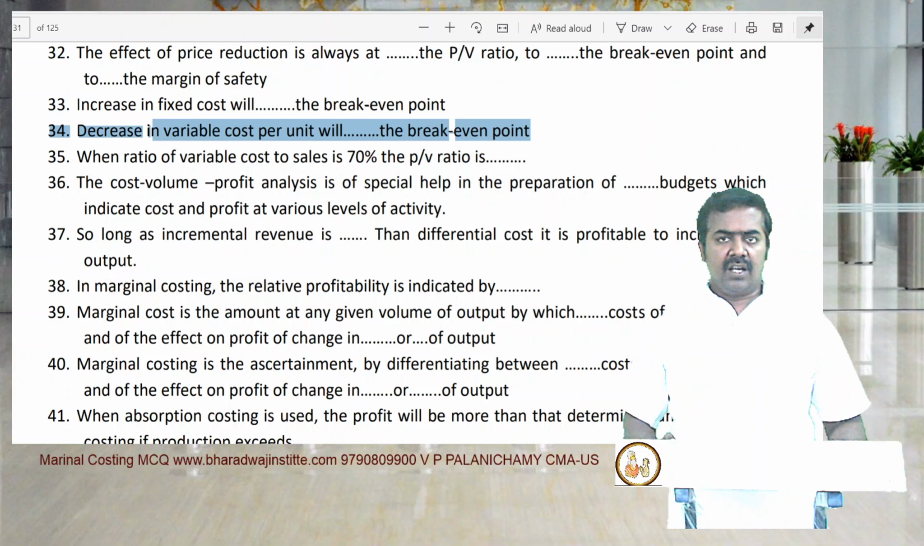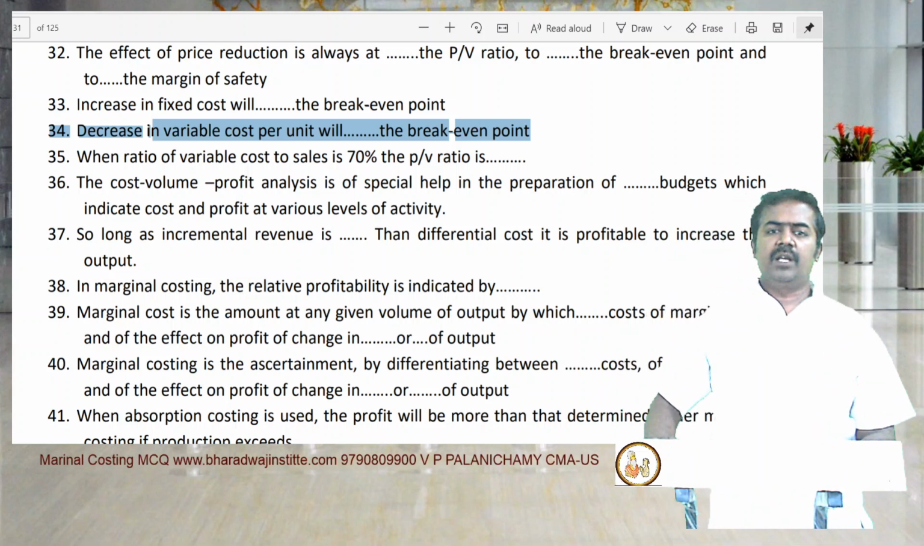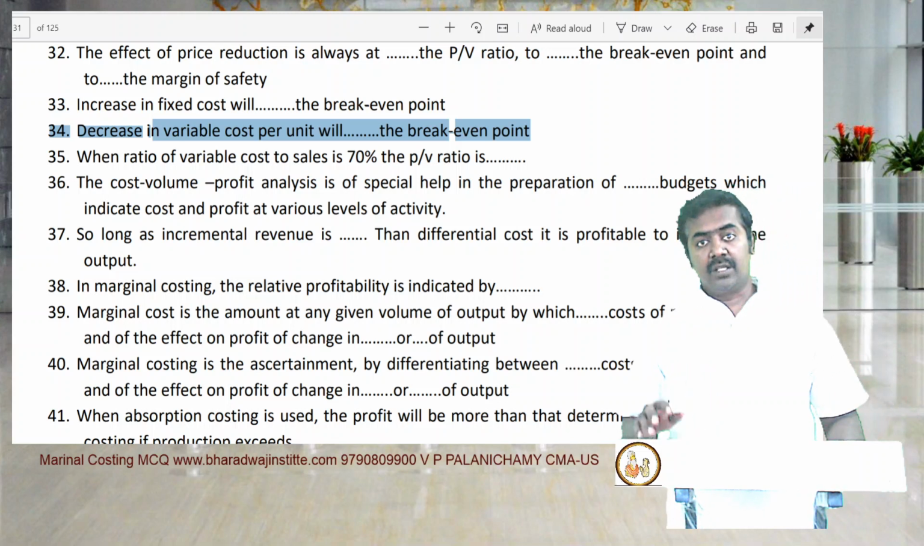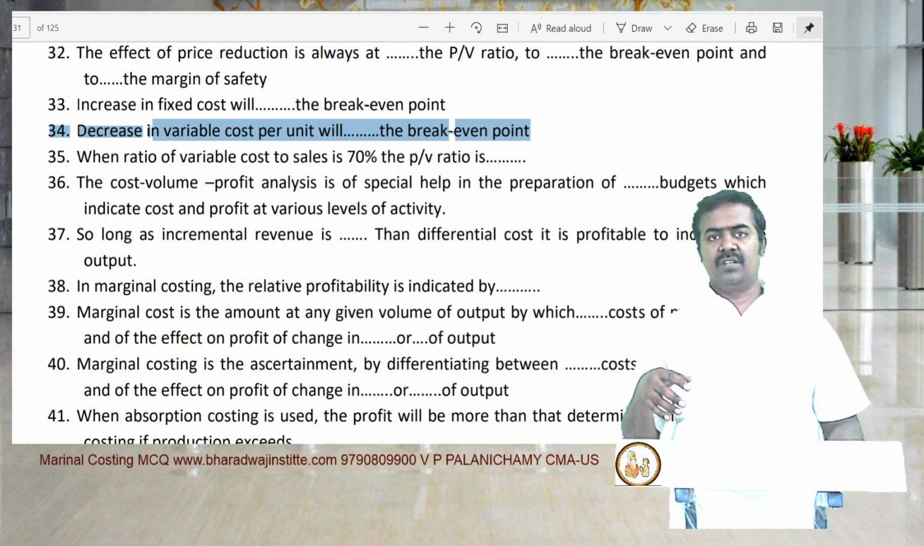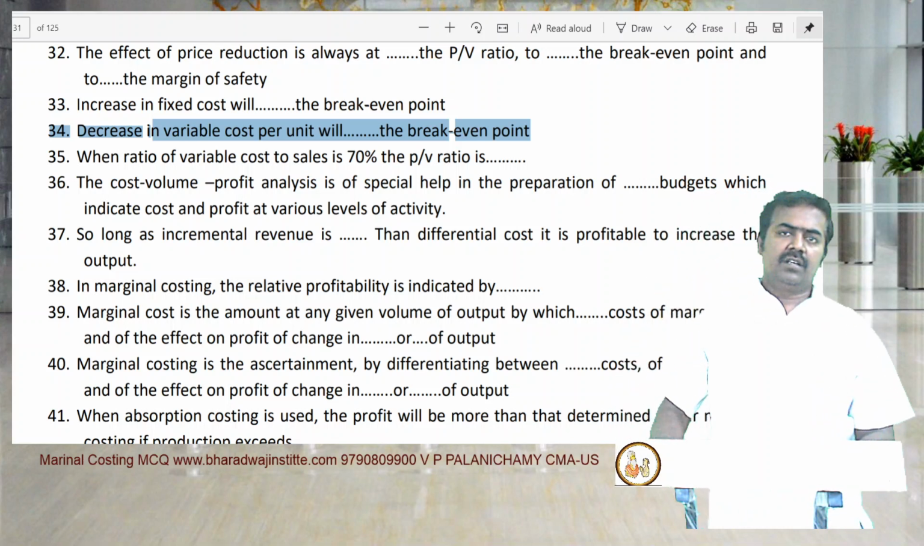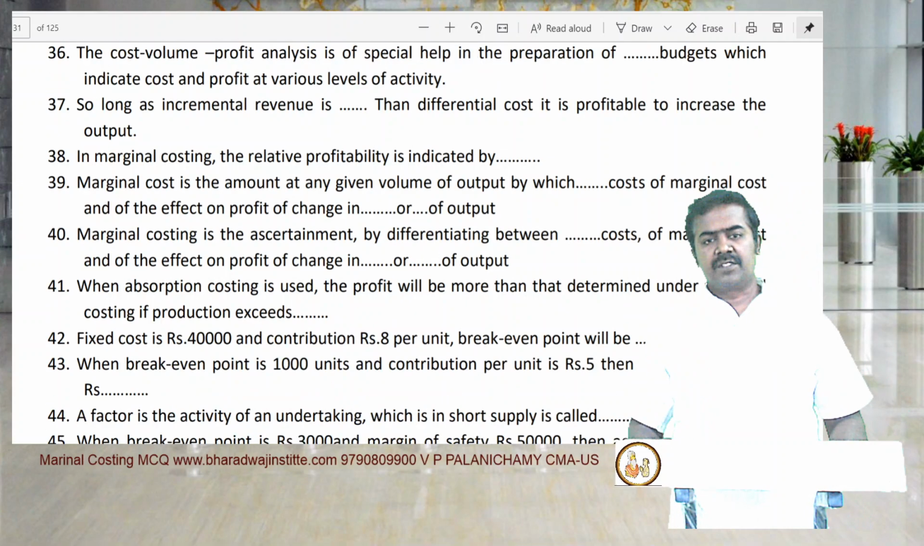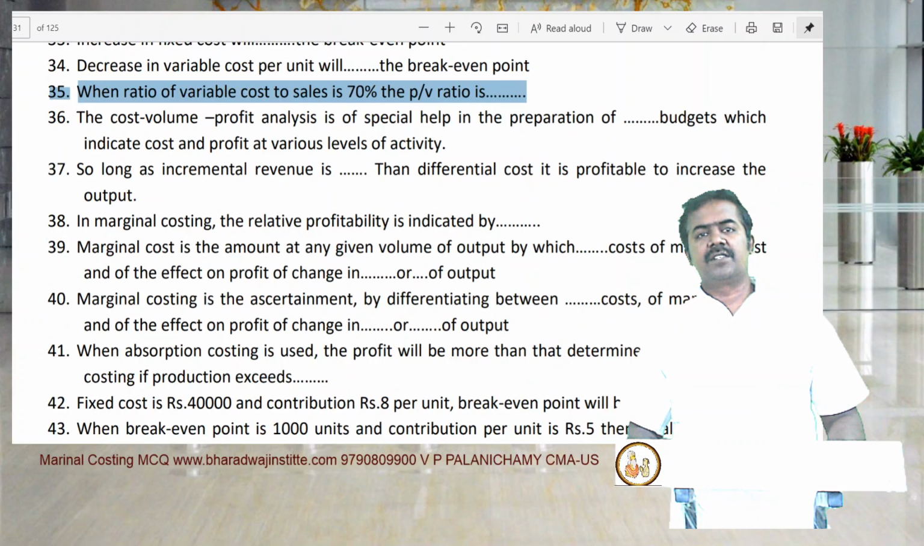Decrease in variable cost will result in more contribution. So it will lower the break-even point. Higher the contribution, fixed cost by contribution per unit, fixed cost divided by contribution per unit, it will lower or reduce the break-even point. If variable cost is 70%, we know the remaining 30% is PV ratio.